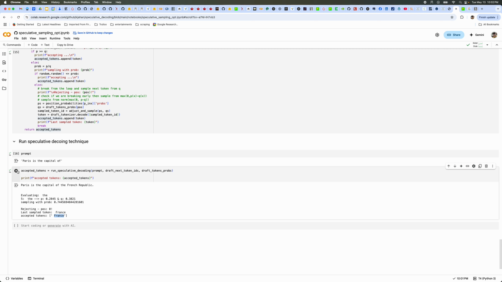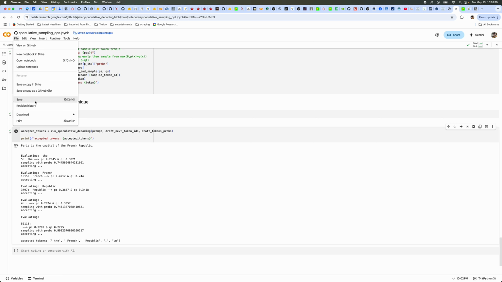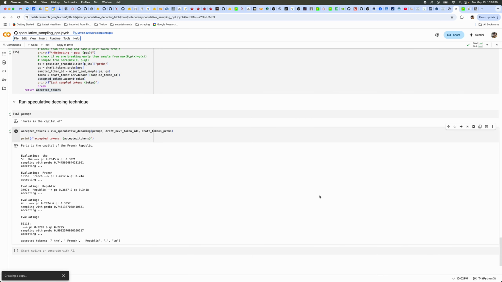But if you rerun this, you might get a different response. This time the tokens I accepted were "the French Republic," which is not the correct answer, but that's the nature of LLMs, because they are probabilistic models, not deterministic, so we are dealing with randomness. So we are dealing with a different type of machine if we consider the LLM as a computer.